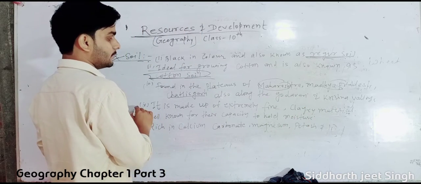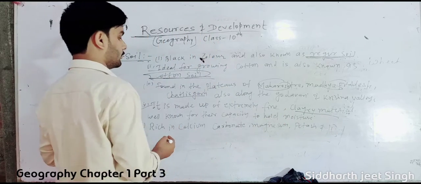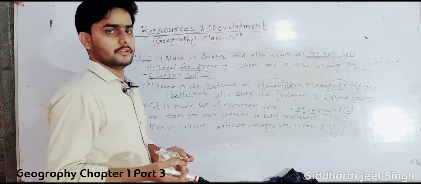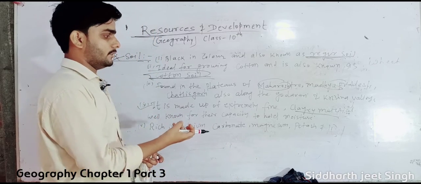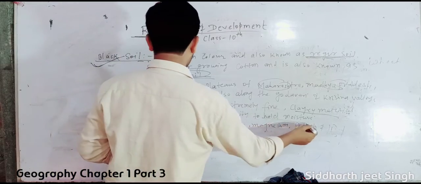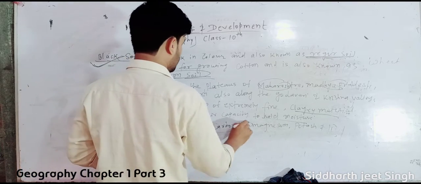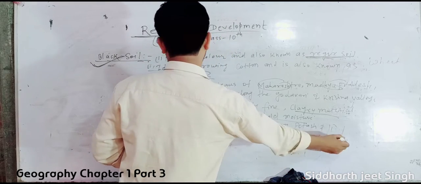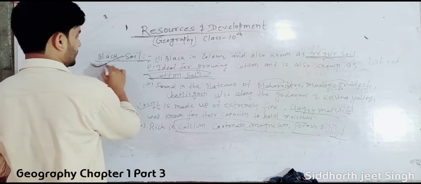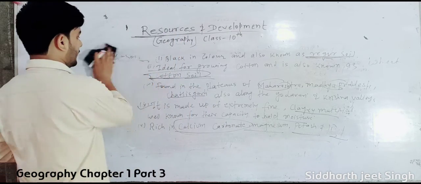It is made up of extremely fine clay material and is well known for its capacity to hold water and moisture. Black soil is rich in calcium carbonate, magnesium, potash, lime, etc. So that is all about black soil, and now we will see red and yellow soil.